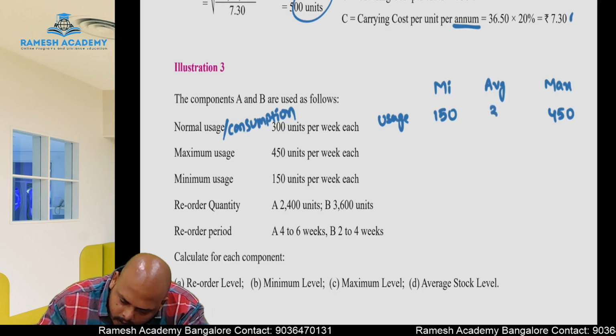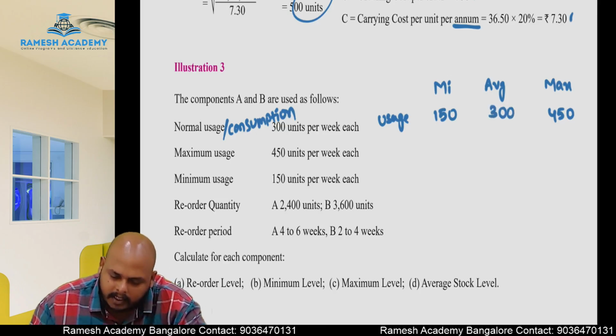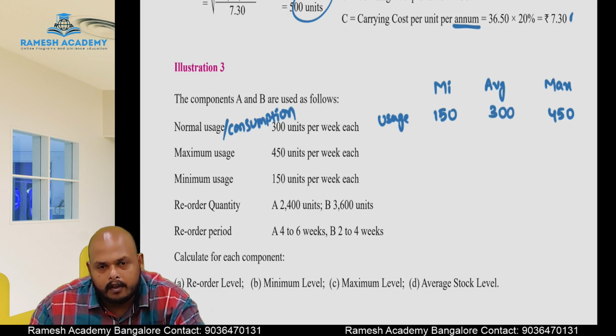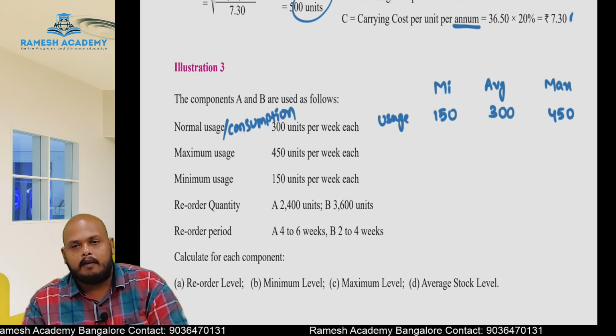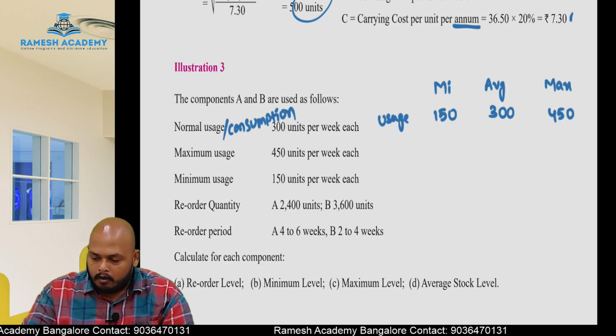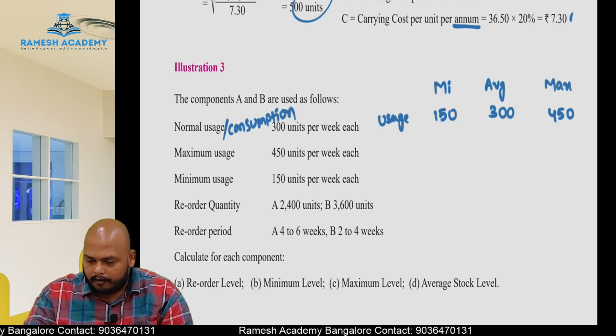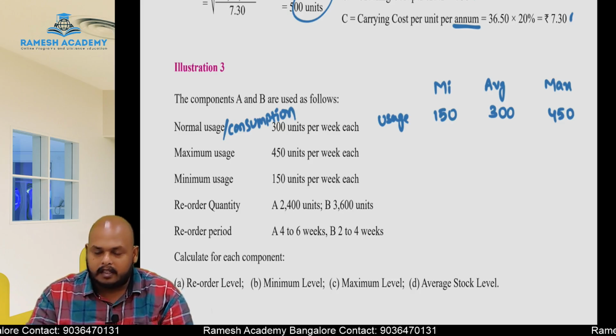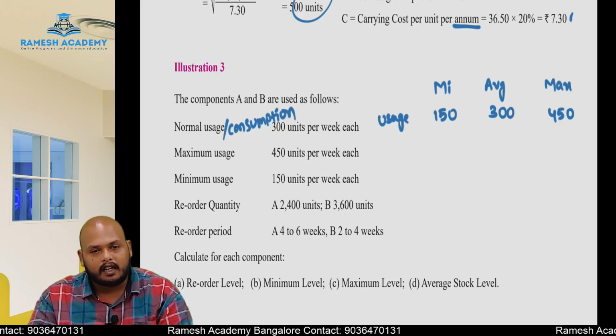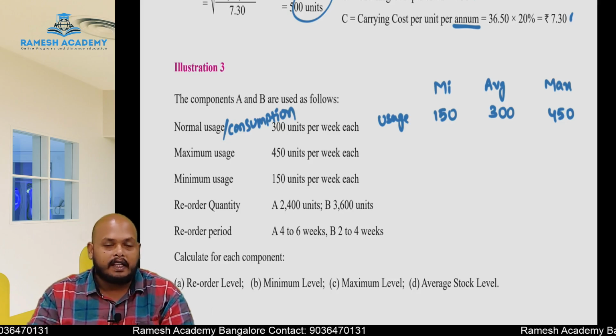Average, how much did he give? 300. Maximum, how much did he give? 450. Do you know the formula for average? Minimum plus maximum by 2. 450 plus 150 divided by 2, that is nothing but how much, Nana? 600 by 2, 300.